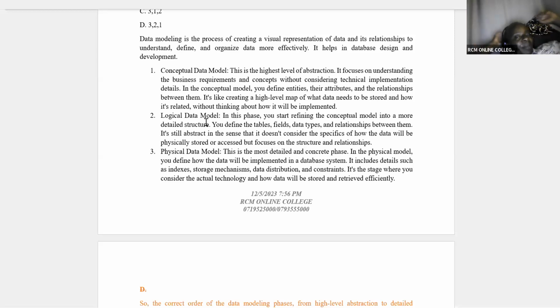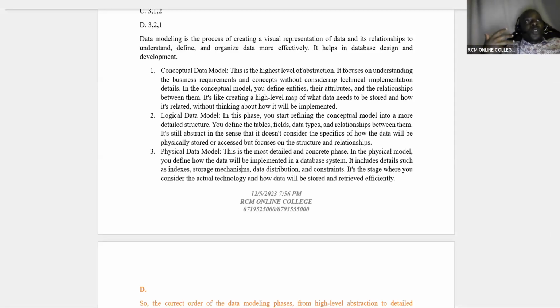And then now we have the implementation, the physical data model. This is the most detailed and concrete phase. In the physical model, you define how the data will be implemented in a database system. It includes details such as the indexes, storage mechanisms, data distribution, and constraints. It is the stage where you consider the actual technology and how data will be stored and retrieved efficiently.